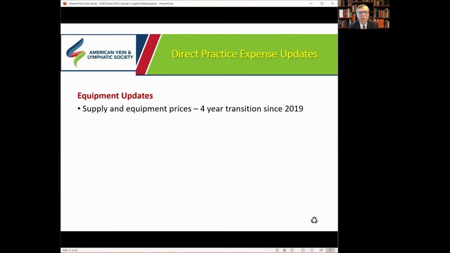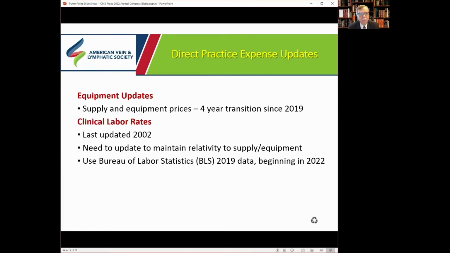There's been a series of updates into the supply and equipment prices over the past 4 years, and that too will go into effect starting next year. But most importantly, and what's being proposed for next year, is a change in the clinical labor rates. In other words, what is being assigned for payment to those nursing and associated staff.